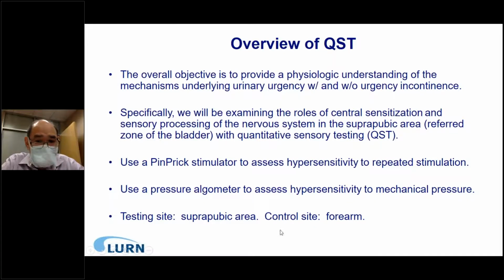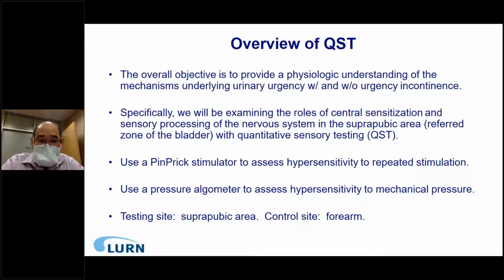That's the testing site. We always have a control site, because we are comparing our testing site to another site in the body, which in this case is the forearm, which technically would have nothing to do with bladder sensation because it's so far away from the bladder. So for everything we test, there's a testing site and a control site, because each individual will serve as their own control when we do the measurements and when we compare the data.